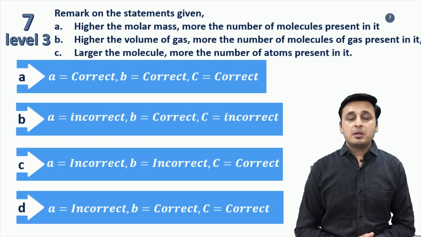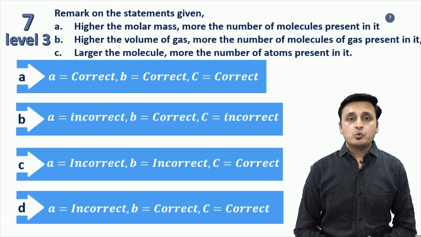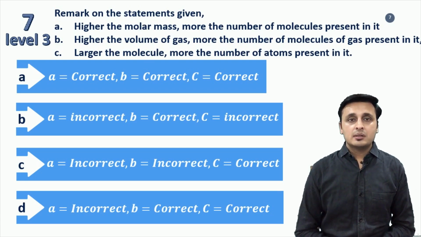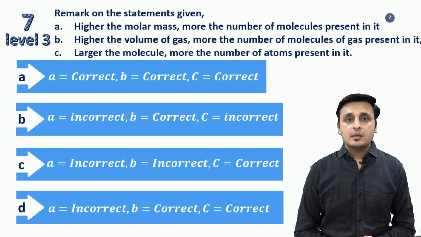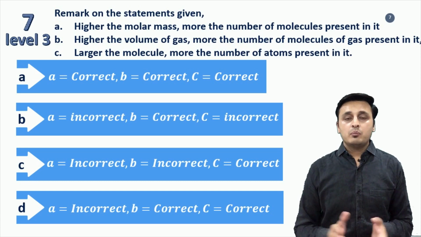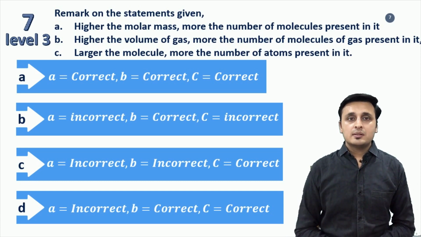If we see statement B, higher the volume of gas, more the number of molecules of gas present in it. Dear friends, it's a true statement that if we maintain standard temperature and pressure conditions, and if we take different gases, one gas with low volume and one gas with high volume, definitely their mole number changes, and if the mole number changes, the number of molecules will change. So higher the volume, more the number of molecules present in that particular gas, and it is a correct statement. So statement B is the correct statement.